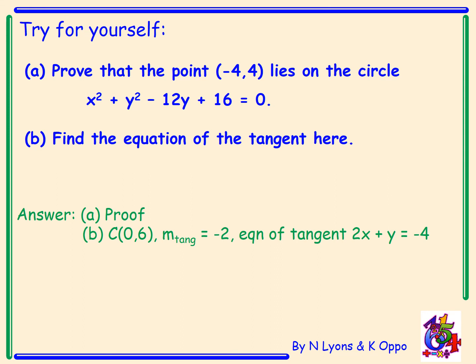And the answers for part A, we're looking for the proof. Make sure you have a sentence at the end of your answer to prove that your left hand side equals your right hand side. And then for B, our centre is (0, 6). You should have got a gradient of your tangent of negative 2, and therefore its equation is 2x plus y equals negative 4.